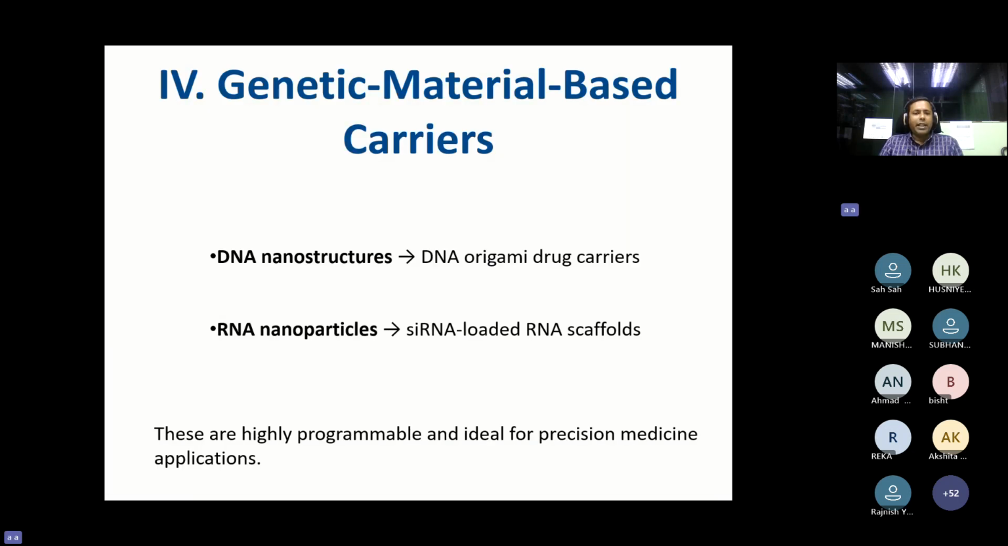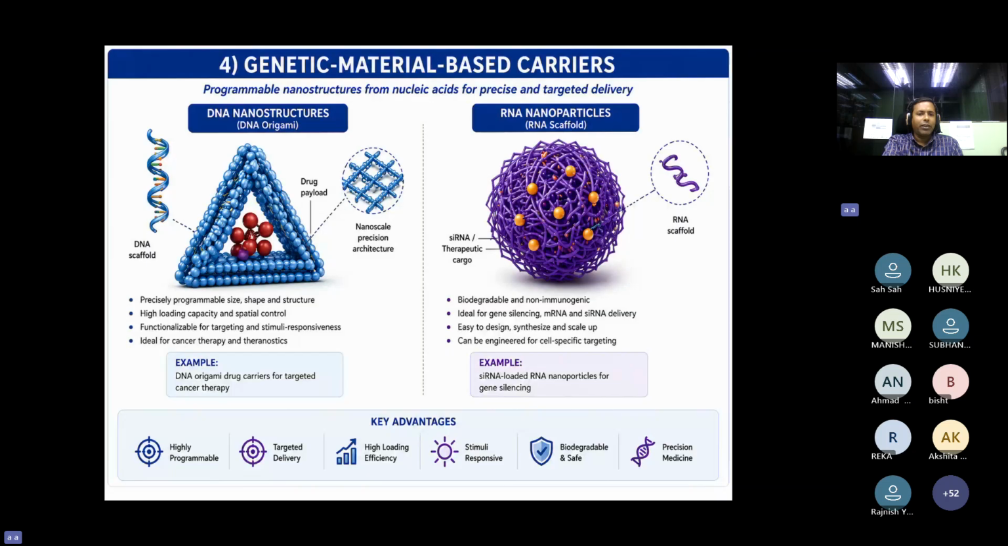Genetic material-based carriers, for example, DNA and RNA. DNA origami drug carriers are very commonly used, and siRNA-loaded RNA scaffolds are also used for precision medicine applications. So you can see the DNA scaffold, and you can load the drug into the DNA, and it can be easily delivered to the targeted cells for cancer therapy.